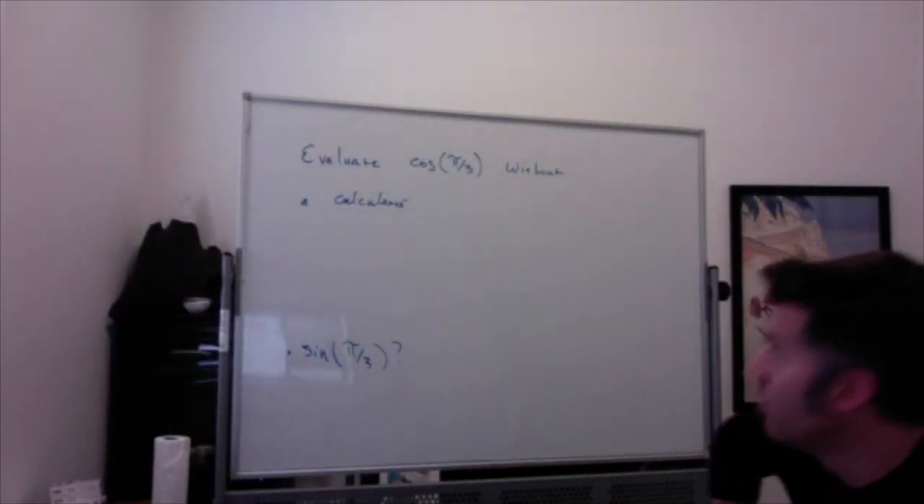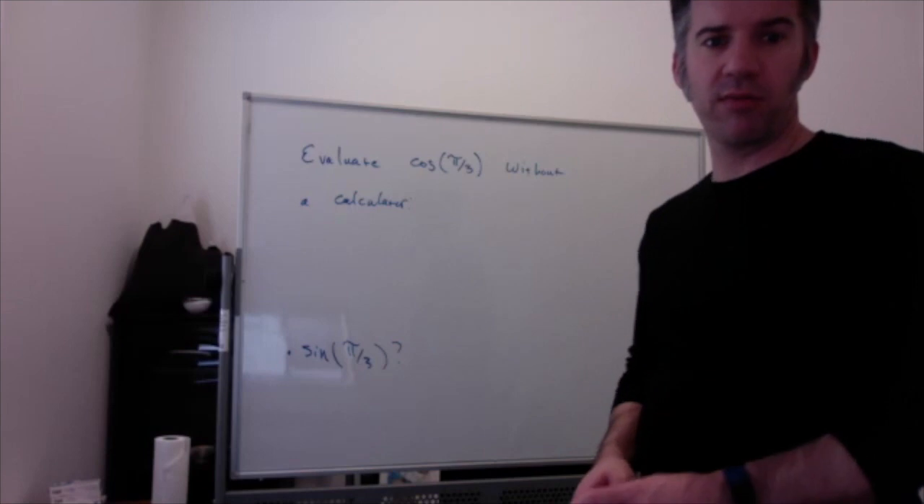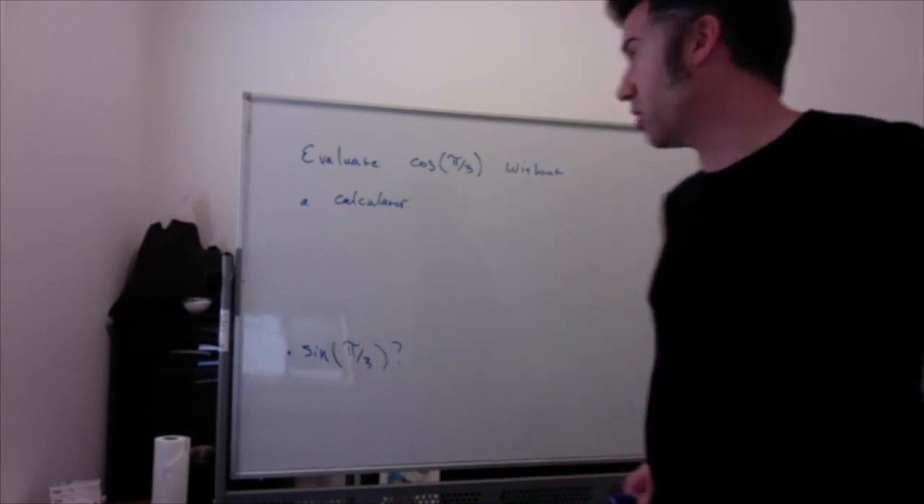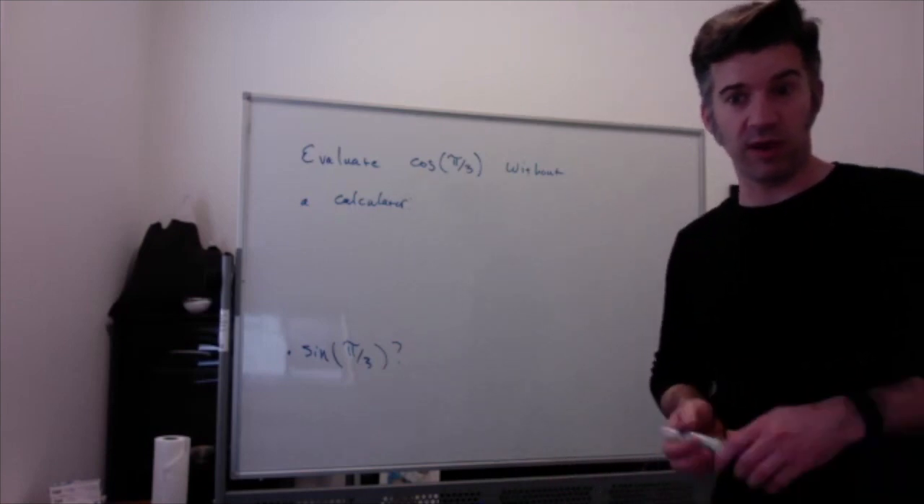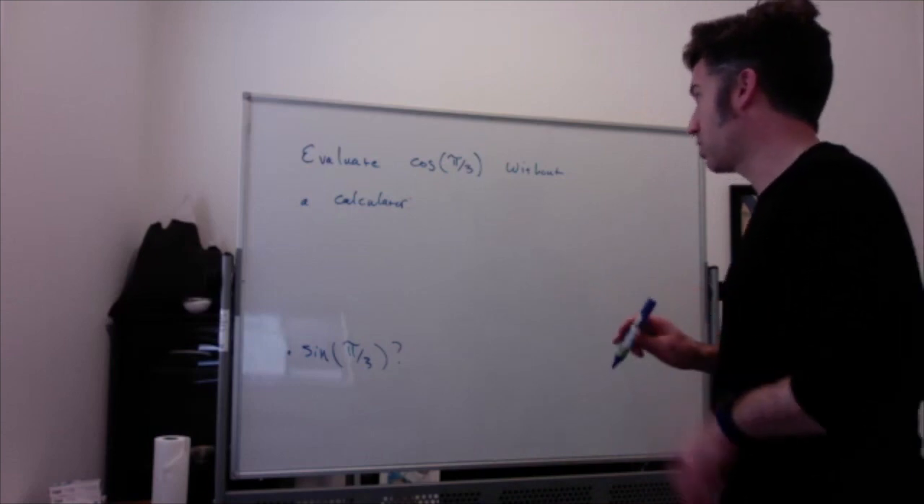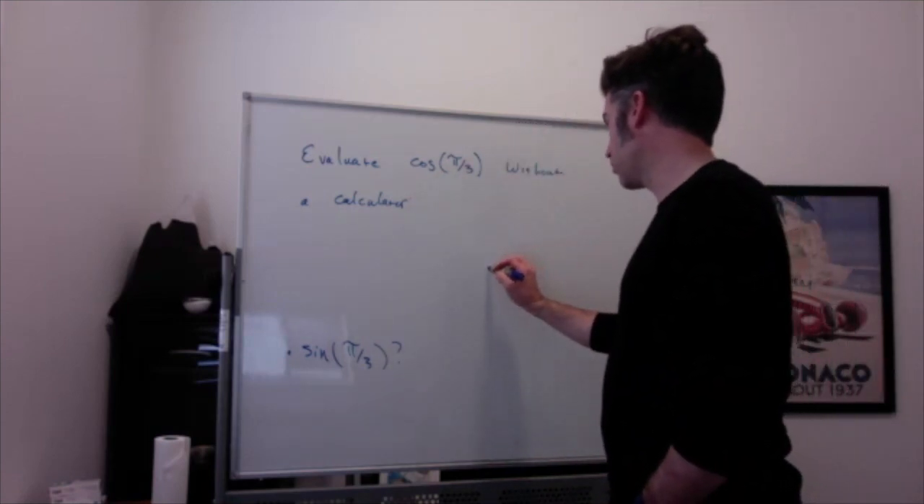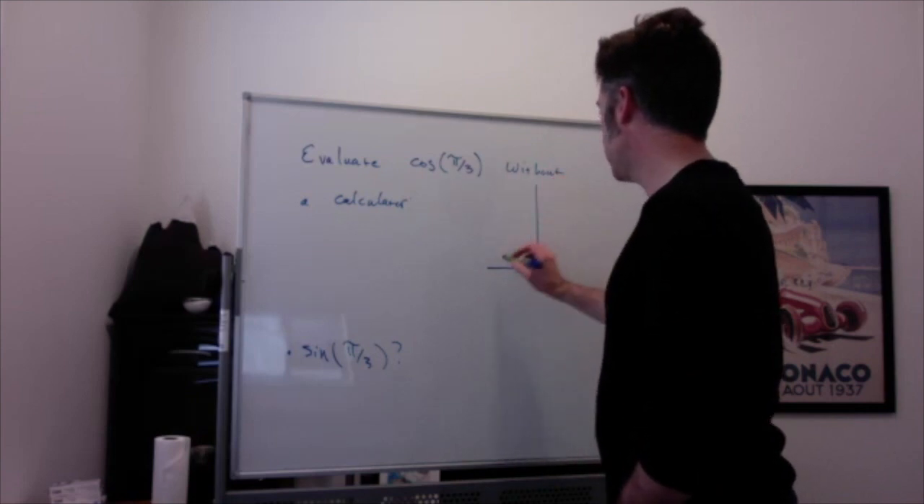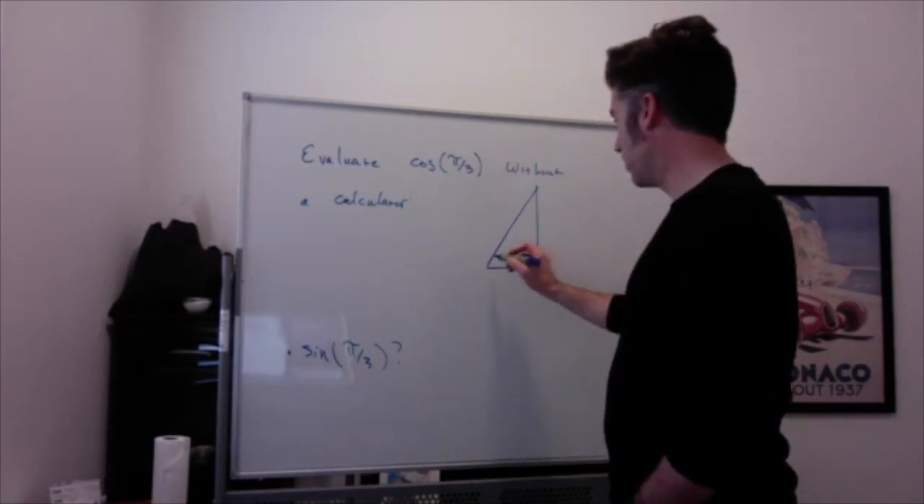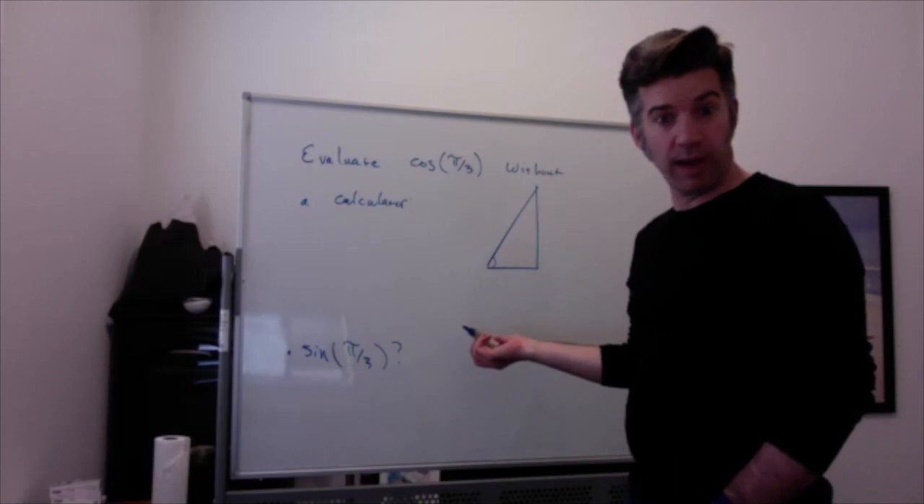Today, let's start off with this first example. I want to evaluate cosine of pi over 3 without a calculator. So I'm going to draw the special right triangle that we talked about last time. For cosine of pi over 3, I need the angle to be pi over 3, so I'm going to draw this triangle, where this angle is 60 degrees or pi over 3 radians.